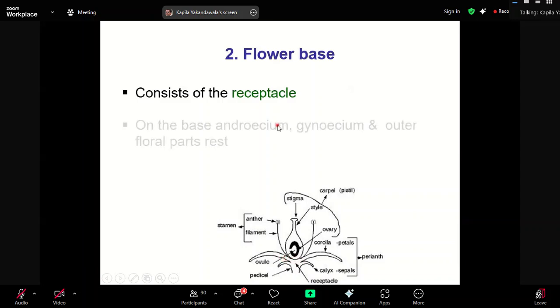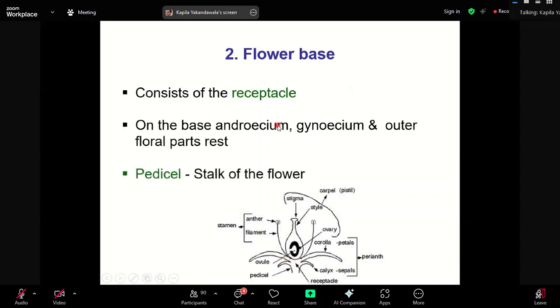This is the place where all the parts of the flower are attached to the base. We call it receptacle. So outermost, first attach the sepals or calyx. Next, corolla is attached. Thereafter, the male organs, androecium, are attached, and the innermost part is the gynoecium, because gynoecium is the most important part, so it is well protected. Then the flower stalk is called pedicel. This is the flower stalk, pedicel.